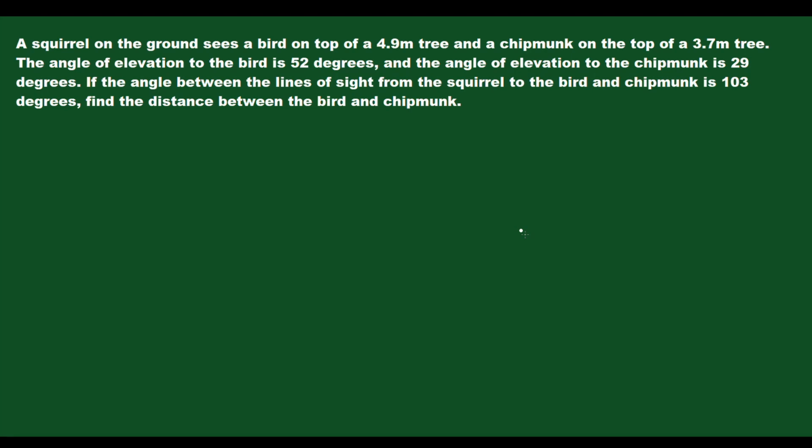Okay, let's do a simple trig question here. A squirrel on the ground sees a bird on top of a 4.9 meter tree and a chipmunk on the top of a 3.7 meter tree. The angle of elevation to the bird is 52 degrees and the angle of elevation to the chipmunk is 29 degrees. If the angle between the lines of sight from the squirrel to the bird and chipmunk is 103 degrees, find the distance between the bird and the chipmunk.